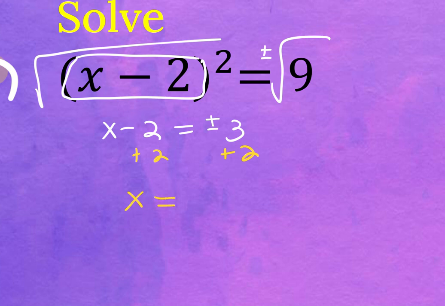Now there are 2 answers there. One is 3 plus 2, and the other is negative 3 plus 2. So I'd get 5 and negative 1.